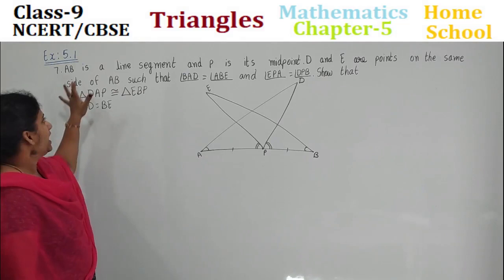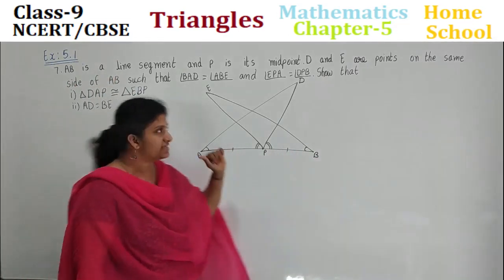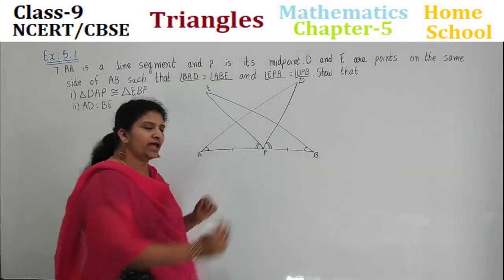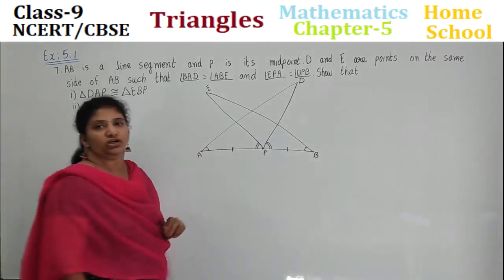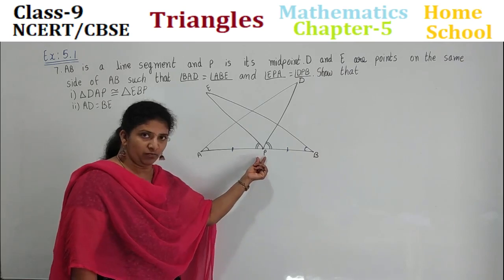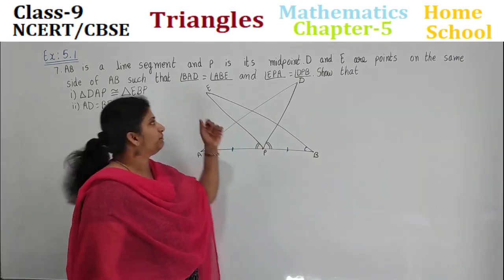Seventh problem. AB is a line segment and P is its midpoint. Immediately what I remember, children, if P is a midpoint, automatically AP is equal to PB. Given AB is a line segment and P is a midpoint, therefore I can say AP is equal to PB.